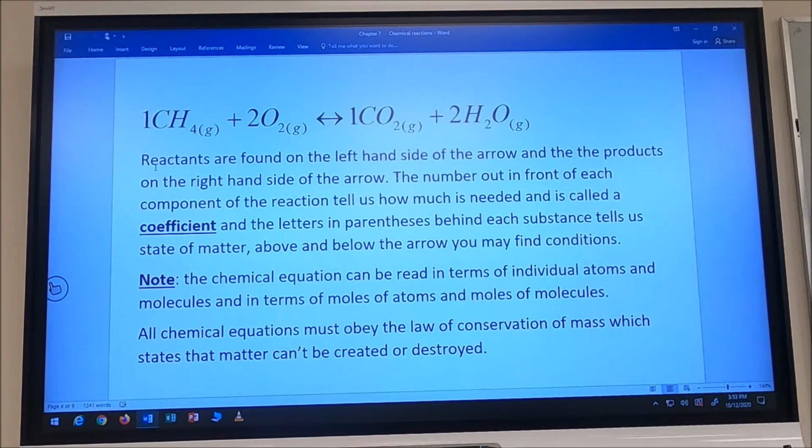I could say 1 mole of methane, CH4, in the gas phase reacts with 2 moles of oxygen in the gas phase to give me 1 mole of carbon dioxide in the gas phase and 2 moles of water in the gas phase. Okay? I can read it on a molecular level. I can read it as a molar amount.